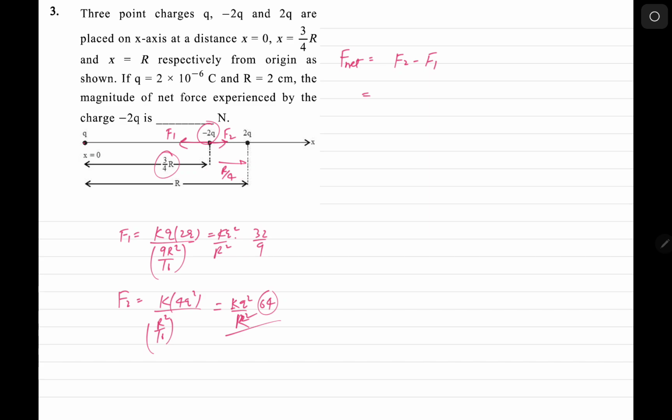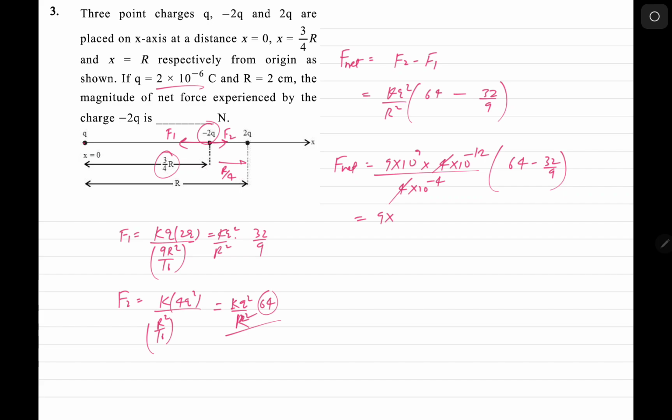So that we can get the magnitude easily. kq square by r square, 64 minus 32 by 9, because kq square by r square will be common. F net is equal to, so now just put in the values. 9 into 10 to the power 9 into q value 2 microcoulomb, which is 4 into 10 to the power minus 12, divided by r, which is 2 centimeters, 4 into 10 to the power minus 4, 64 minus 32 by 9. 4 cancels here, so 9 into 10 to the power minus 12 minus 3 plus 4, and 64 minus 32 by 9.